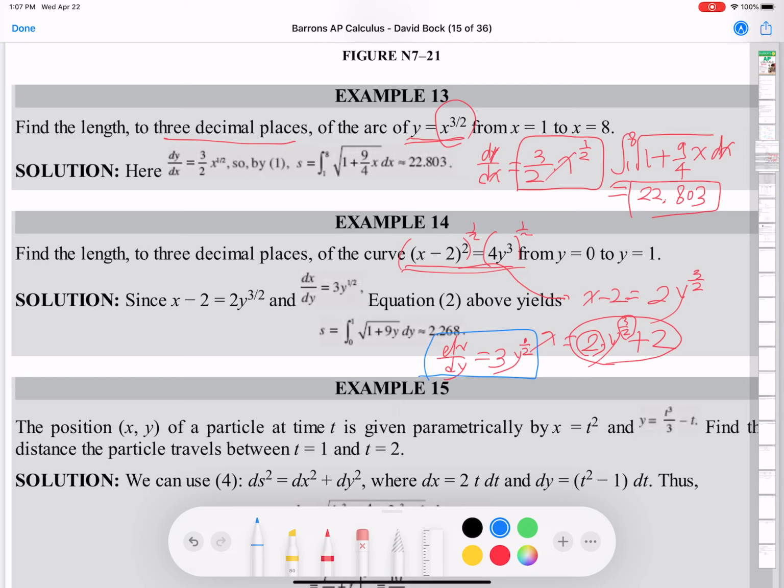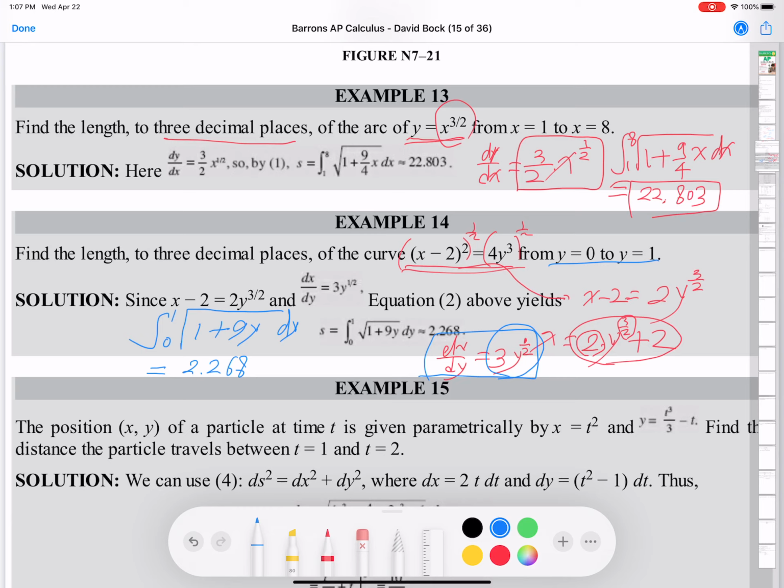And then use what? Integral. We know the y interval 0 to 1, and then square root of 1 plus dx over dy squared. So this squared is 9y, and dy. If we calculate this using a calculator, it will be 2.268.